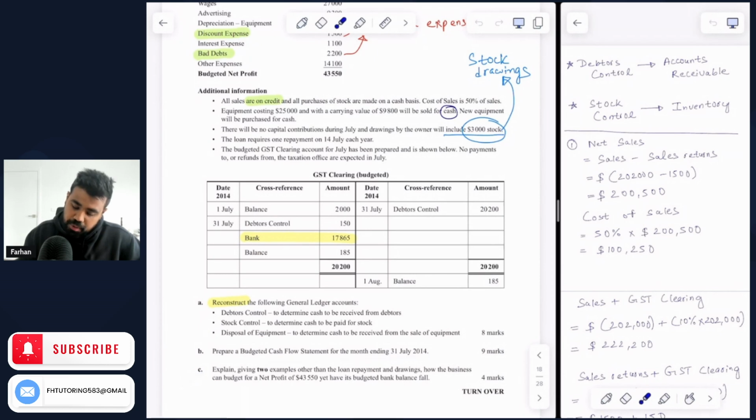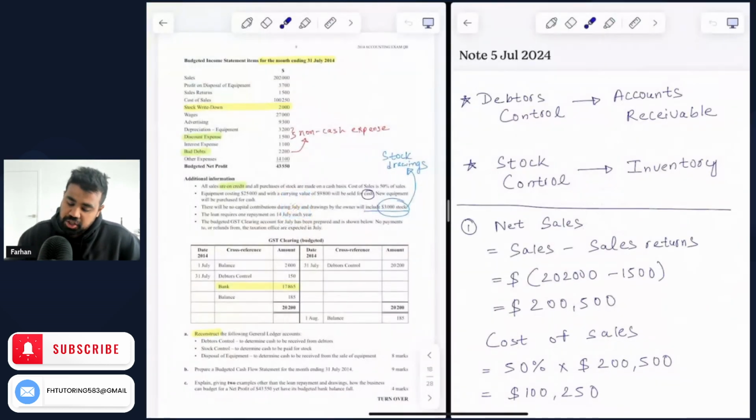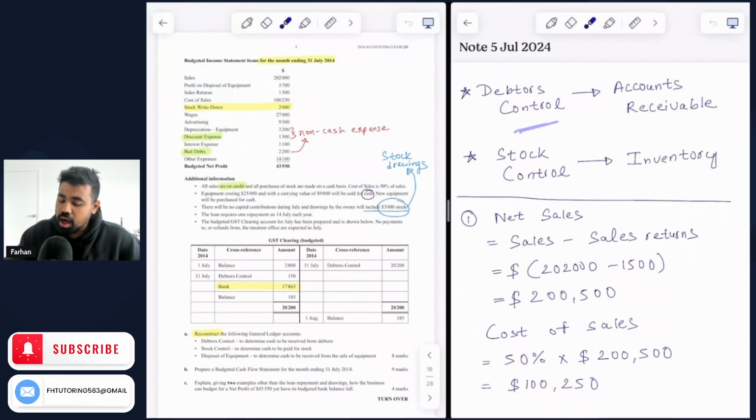So on the right-hand side, you can see that I have mentioned the different terminologies that we now use for debtors control, which is accounts receivable of the business, and then stock control, which is what we now refer to as inventory. Now, based on the first additional information, it says that all sales are on credit. So if that is the case, credit sales, whatever is reported within the income statement, is what we are concerned about for reconstructing the accounts receivable ledger account.